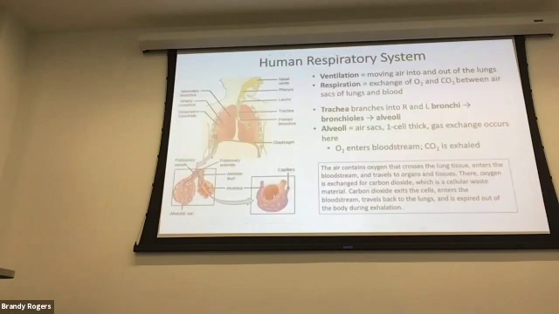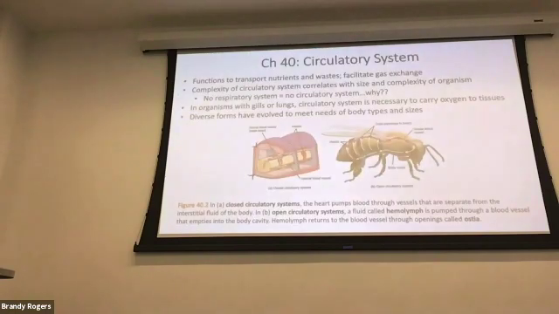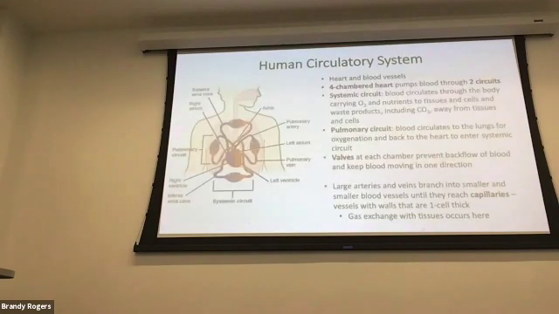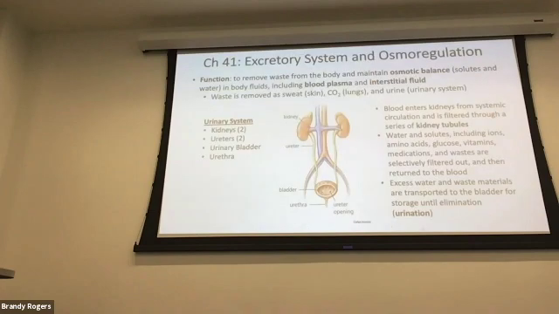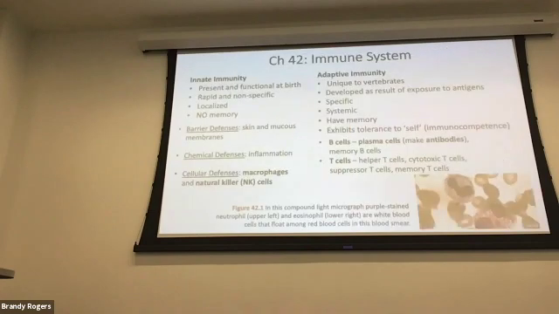Respiratory system, we'll talk a little bit about that. That's pretty interesting. Circulatory is tightly connected to respiratory, so that won't take us too long. We'll talk about heart and circulatory system. Excretory, that's really straightforward and easy. Immune will lead us right into our discussion next Wednesday. So we'll do all this on Monday.